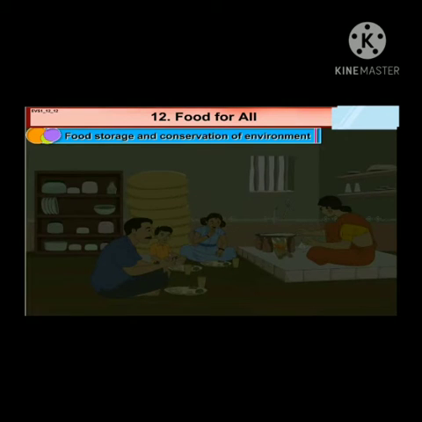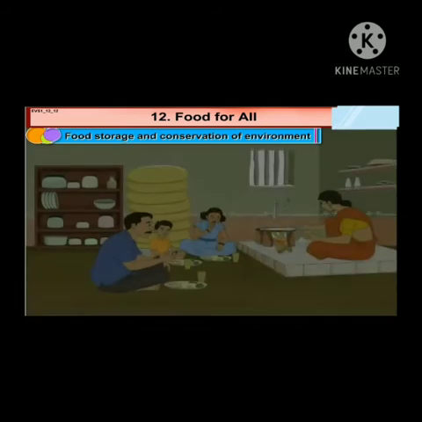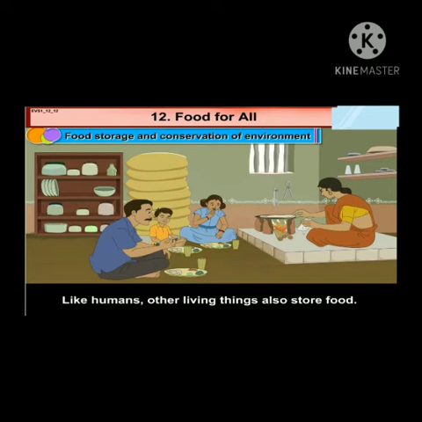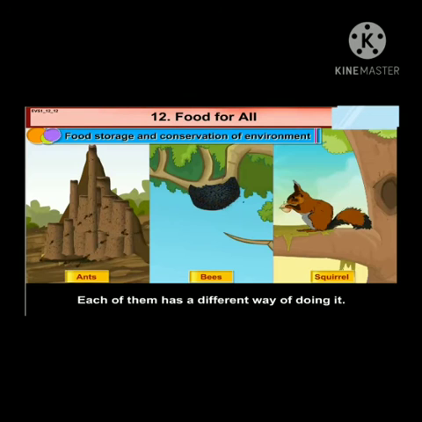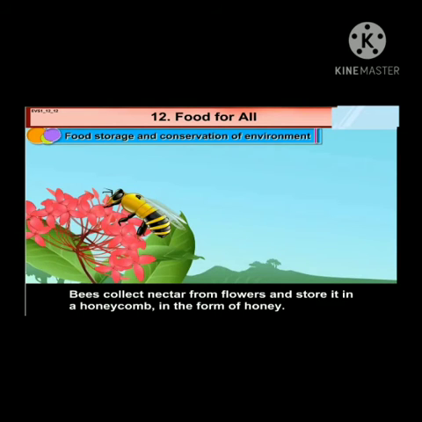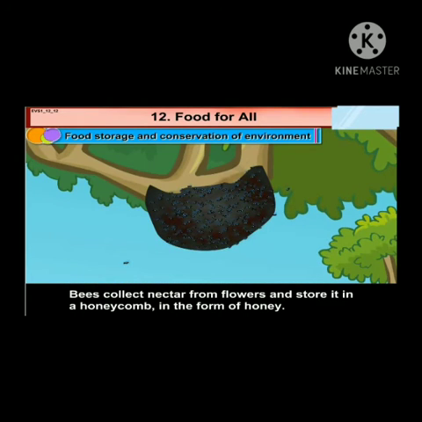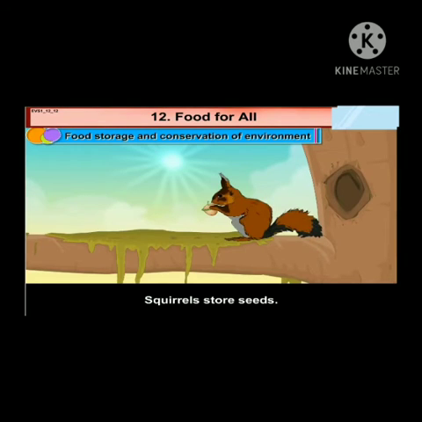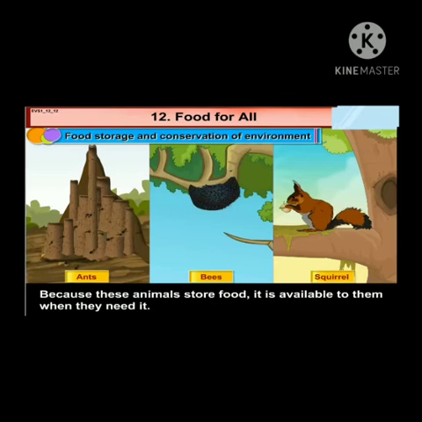Now, food storage and conservation of environment. Like humans, other living things also store food. Each of them has a different way of doing it. Can you see in the picture? Insects like ants store food. Bees collect nectar from flowers and store it in a honeycomb in the form of honey. Squirrels store seeds. Because these animals store food, it is available to them when they need it.